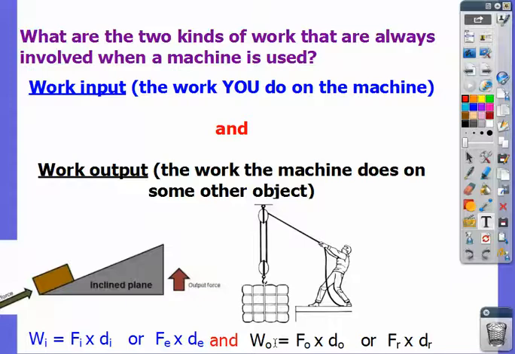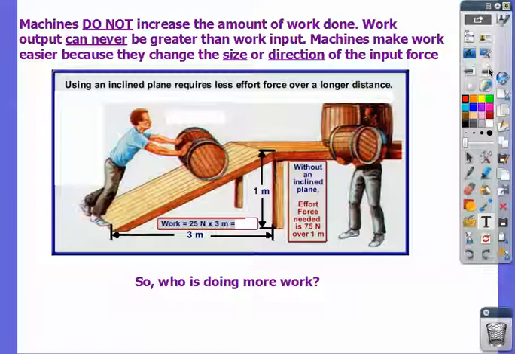Again, if we're talking about an ideal world, a frictionless world, the input work and the output work would be exactly the same. So machines do not increase the amount of work that gets done. They're never able to output more work than what is put into them. And this is kind of another quick way we can take a look at this.